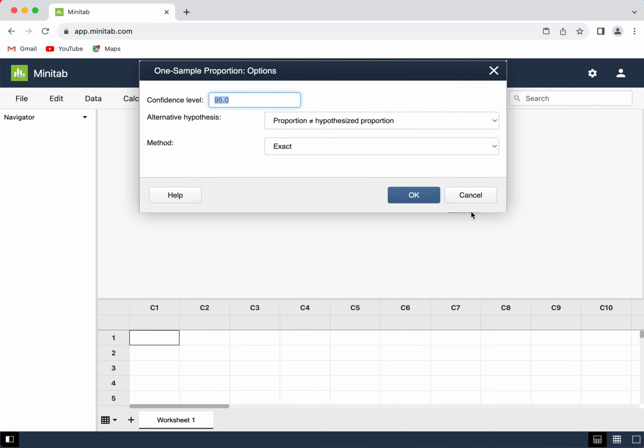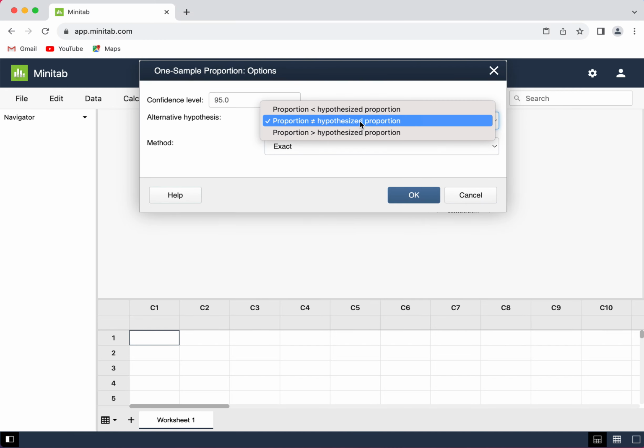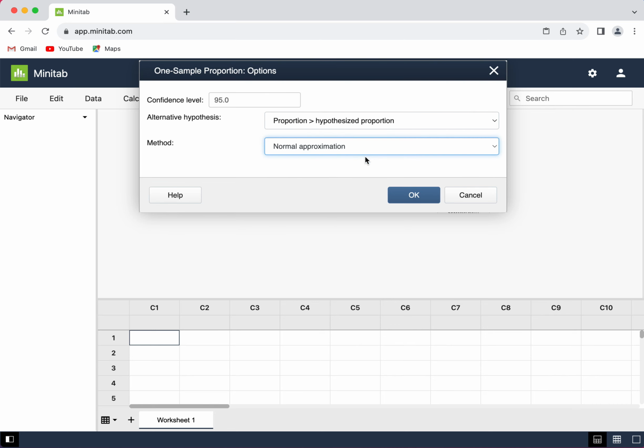Then we click on Options. I don't need to worry about the confidence level box. I do need to change the alternative hypothesis box. My alternative hypothesis is that p is greater than 0.10, so I need to change this to proportion is greater than hypothesized proportion. Our hypothesized proportion is 0.10. That's entered on the previous screen. Then we need to change from exact to normal approximation. And we need to do this whenever we're doing a one sample proportion to help us get correct answers in MyLab.